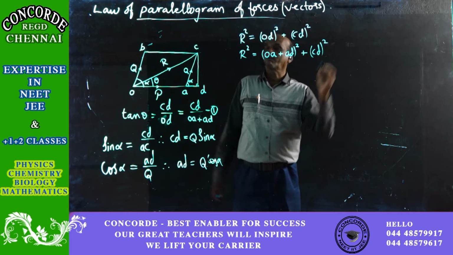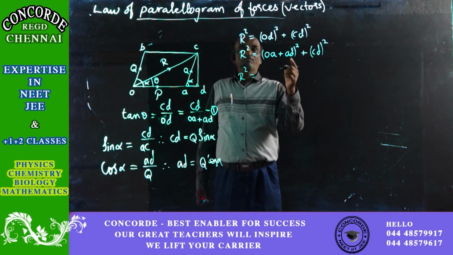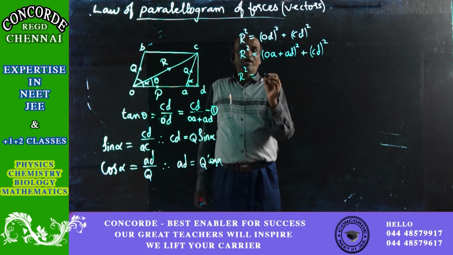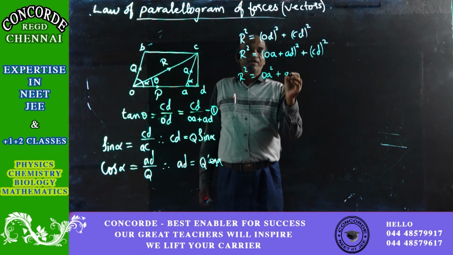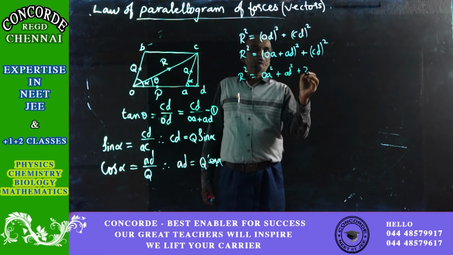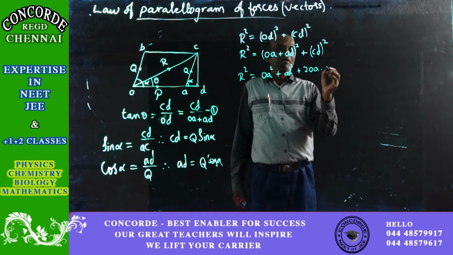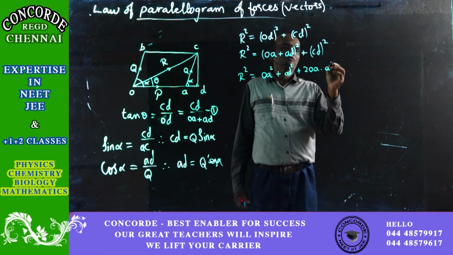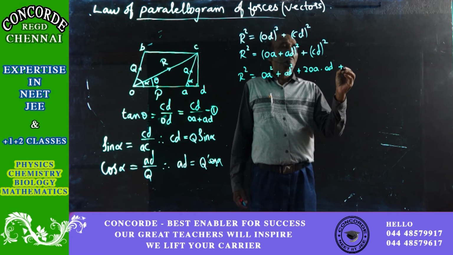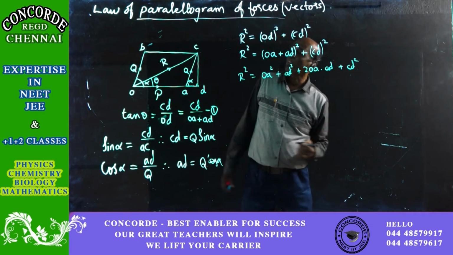So, further simplifying, we will get R square is equal to, from the form A plus B whole square, it is A square plus B square plus 2 into A into B. And after that we have got that CD square left out, so write it down as it is.